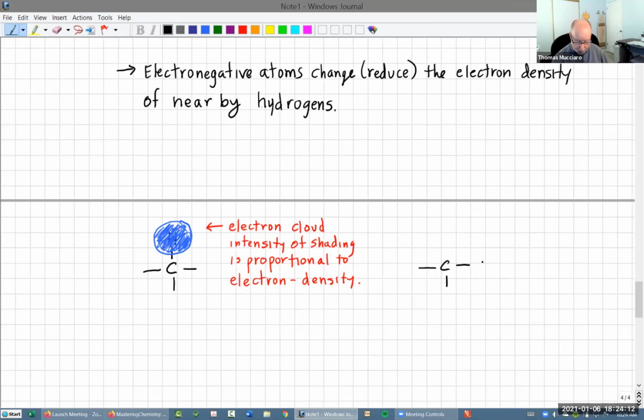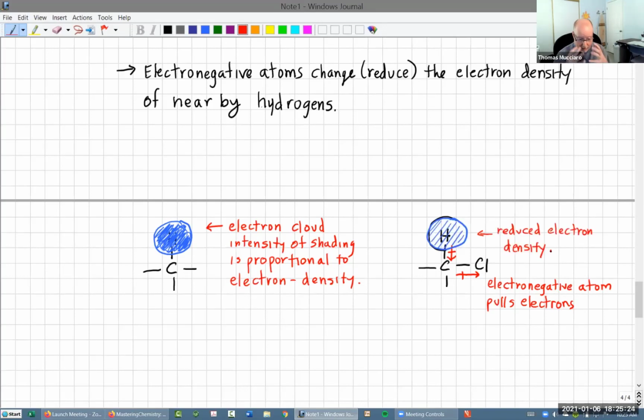If I put a chlorine right here, then what's going to happen is the chlorine pulls electrons because it's electronegative. So it takes electrons away from the carbon. Then the carbon takes electrons away from the hydrogen. And so what we get is the cloud is less intense. And so that's how we can visualize it.